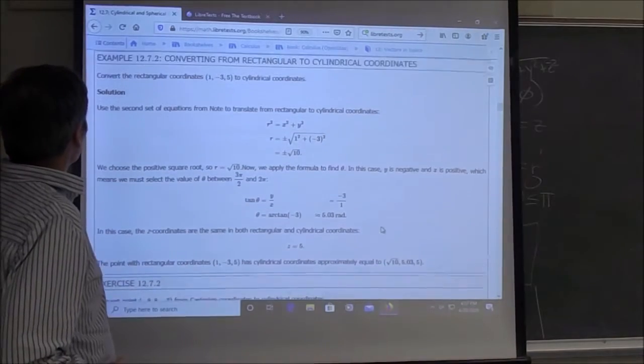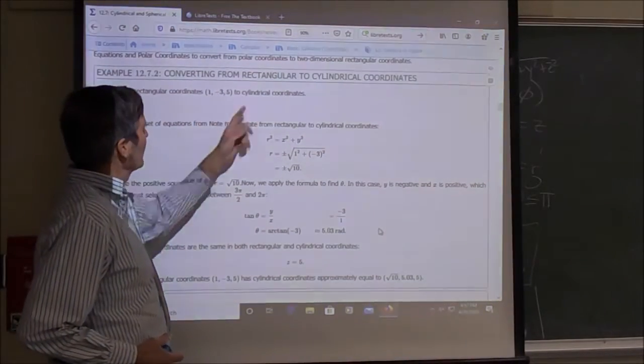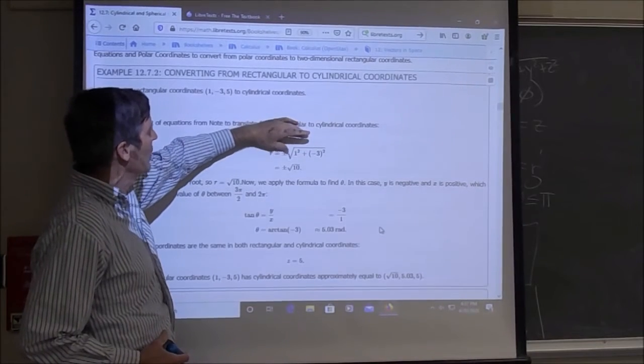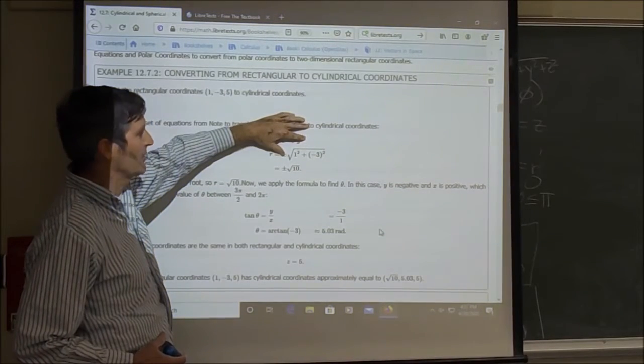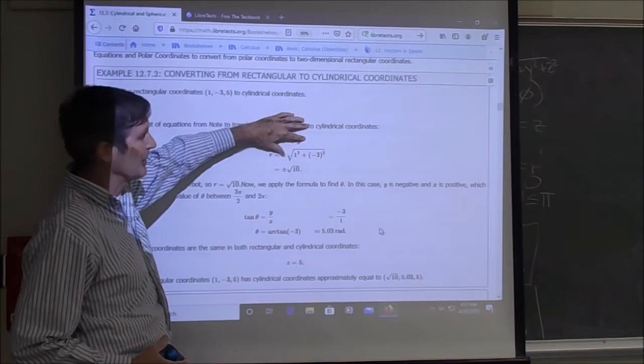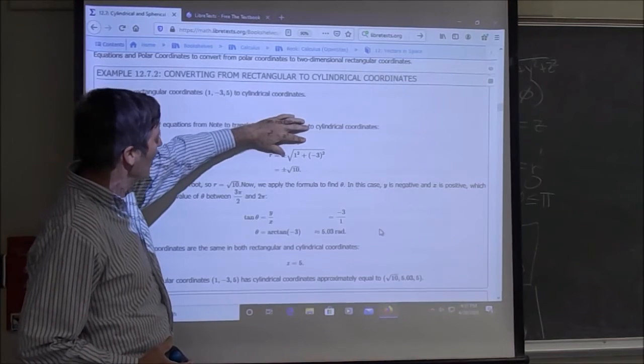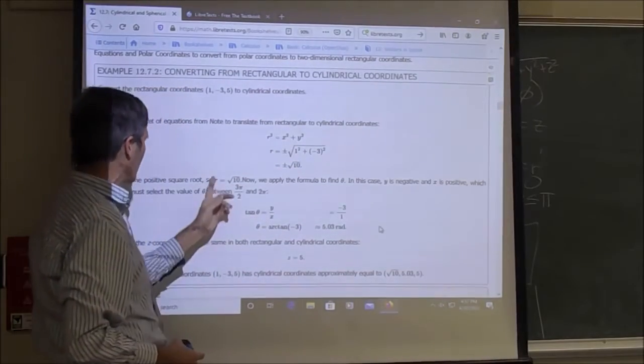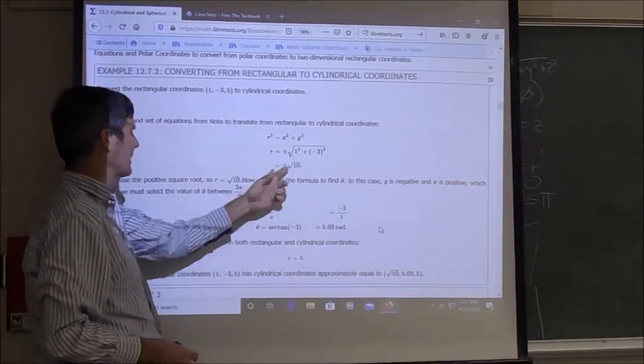Well, how about this one? Suppose I have rectangular coordinates 1, minus 3, 5. I wonder what the cylindrical coordinates are. Well, r is equal to, we're not going to put the plus or minus. This presentation allows r to be negative in cylindrical coordinates, which is unusual, I think. r is the square root of x squared plus y squared, which is square root 10. So that's how far you are out from the origin.